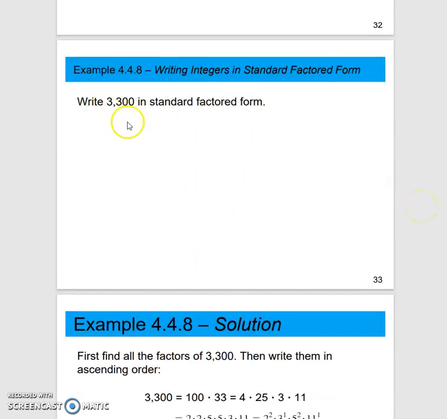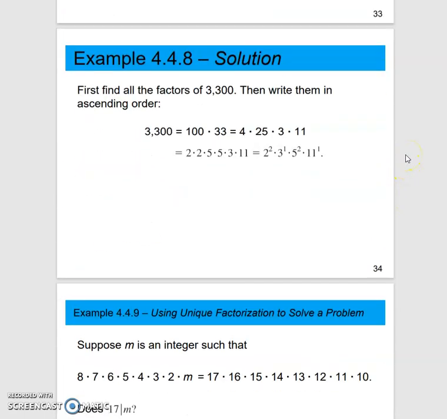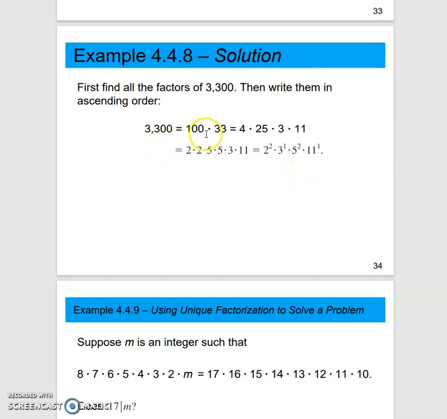So let's say I've got 3,300, and I would like to write it in that standard factored form. So let's start by finding the factors of that. Let's start by writing it as 100 times 33. 100 is 4 times 25. 33 is 3 times 11. And of course 25 is 5 times 5. So I've got 2 squared, 3 to the first, 5 squared, and 11 to the first. And this would be my standard factorization.